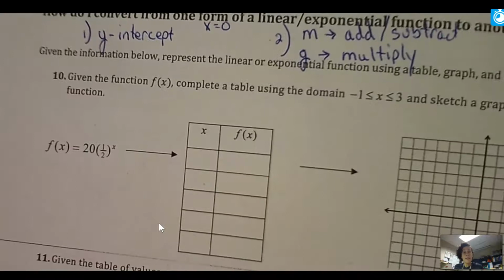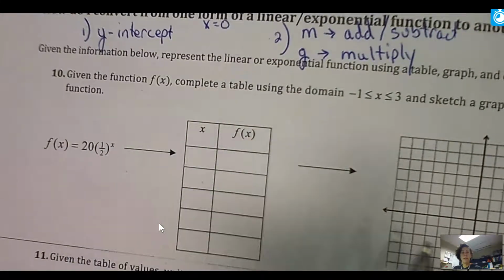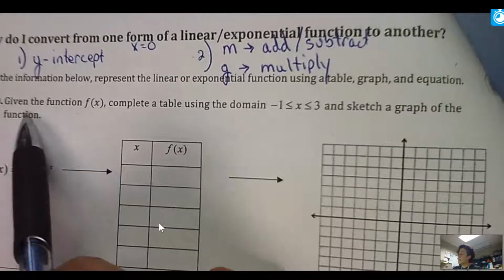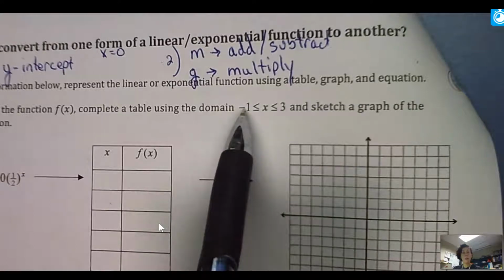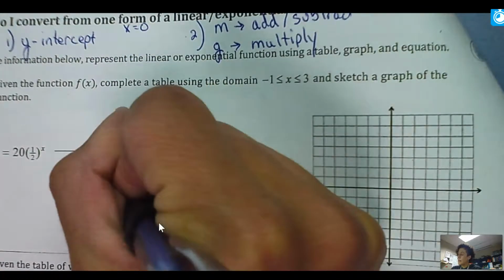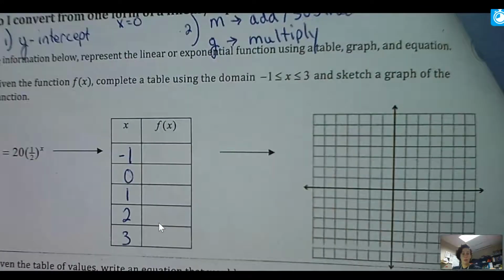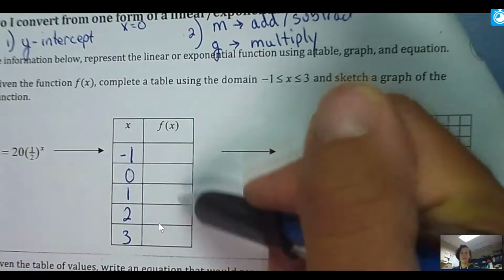So for instance, if you're given the equation, then you can go to this. And if you read the directions, it does say complete a table using the domain. Remember, domain are the x's. We're going to start with our smallest x of -1, and we're going to go up to a biggest x of 3. So I'm just going to go -1 and increase in order up to 3, because you need this pattern to happen to create this pattern.